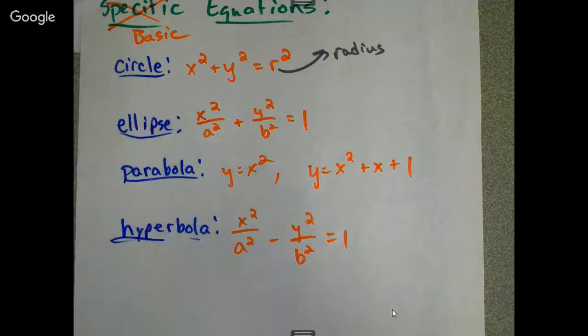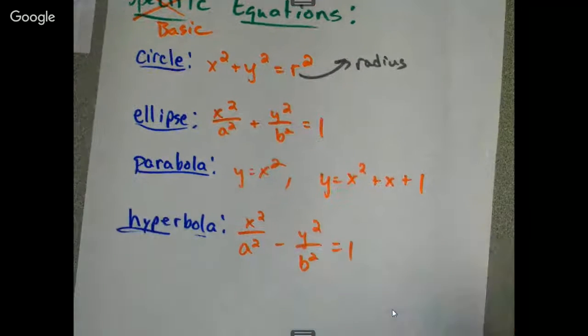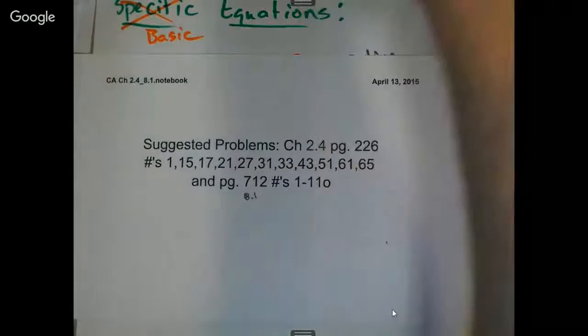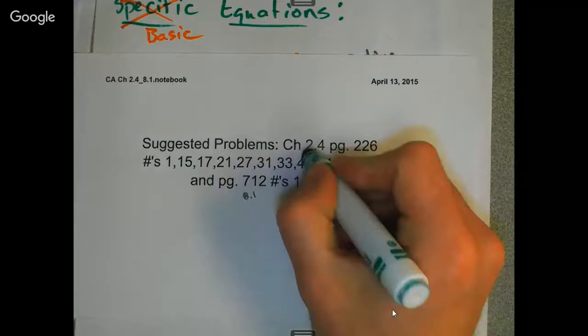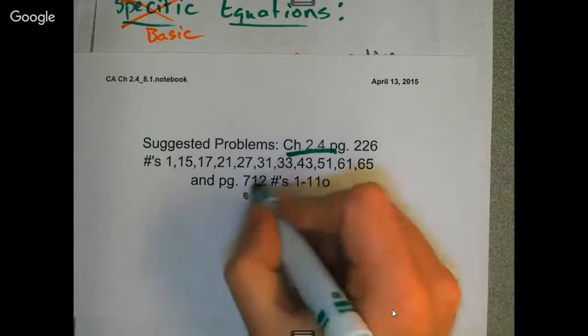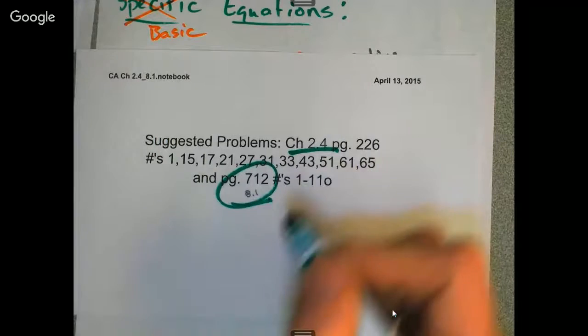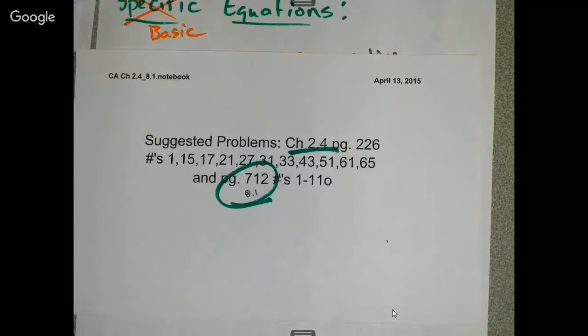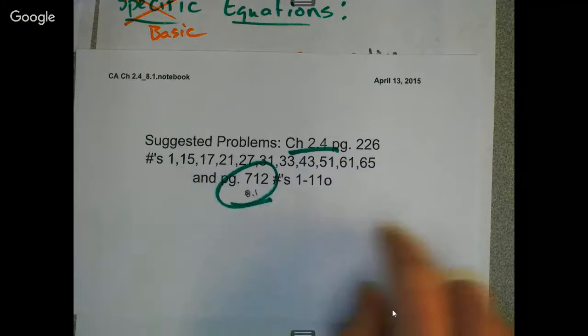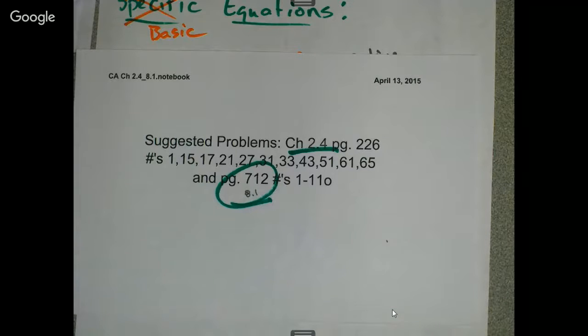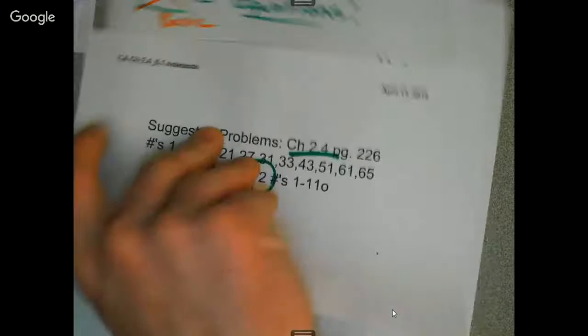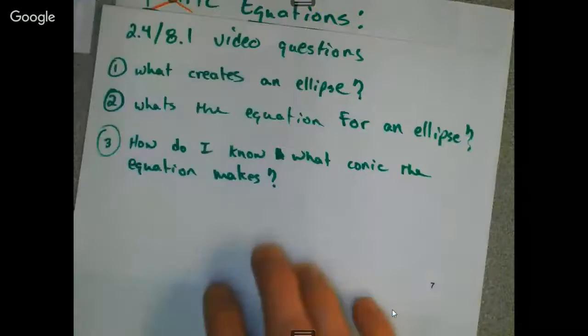So there's a lot of things we can do with these. I'm going to stop right there because that was a lot of definition work. Okay, I first want to show you your suggested problems. Note that it is chapter 2.4 and this is chapter 8.1. Okay, so you've got quite a few problems here to work through. And then here are your questions.